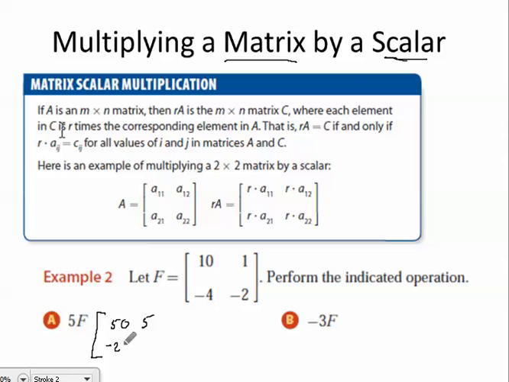55, negative 20, negative 10. That's how easy it was to do. I just multiplied the 5 times every one of those values. If I'm multiplying it times negative 3, it's going to be negative 30, negative 3, 12, 6. And that would be negative 3 times every one of those values in the matrix.